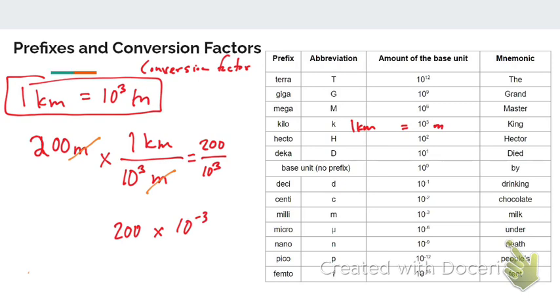And then we would go ahead and solve this. So if I solve this, and remember, what units are remaining is kilometers. So this would be kilometers. If I converted this into standard form, this would be 0.2 kilometers. So that's how I would solve it.